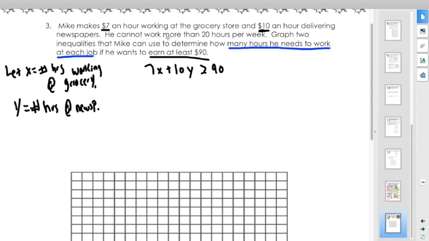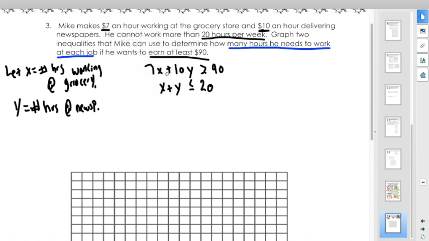But he cannot work more than 20 hours per week. And it doesn't matter, he has 2 different jobs, X and Y. Together, he can't work more than 20. So how would we represent that? X plus Y, less than or equal to 20.